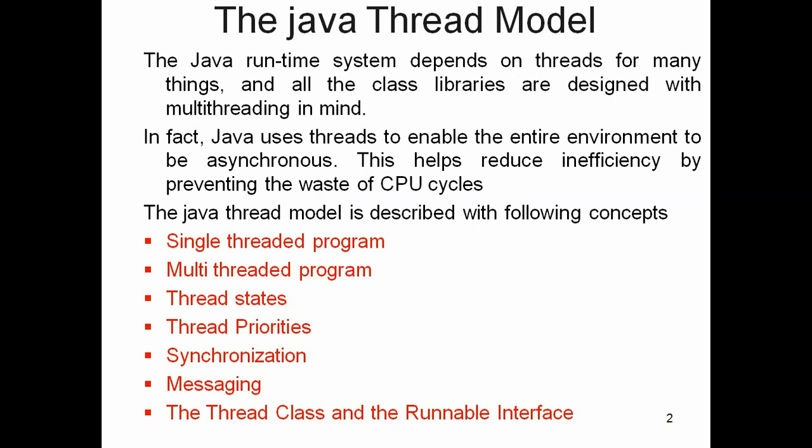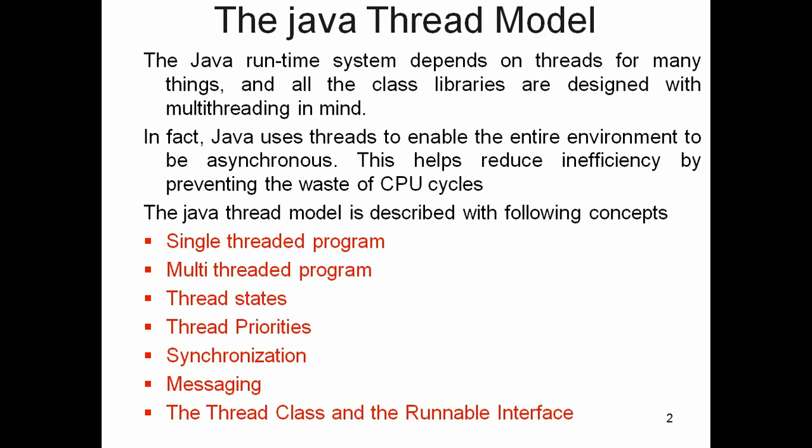First we will discuss about Java thread model. The Java runtime system depends on threads for many things, and all the class libraries are designed with multi-threading in mind. In fact, Java uses threads to enable the entire environment to be asynchronous. That helps to reduce the inefficiency by preventing the waste of CPU cycles.